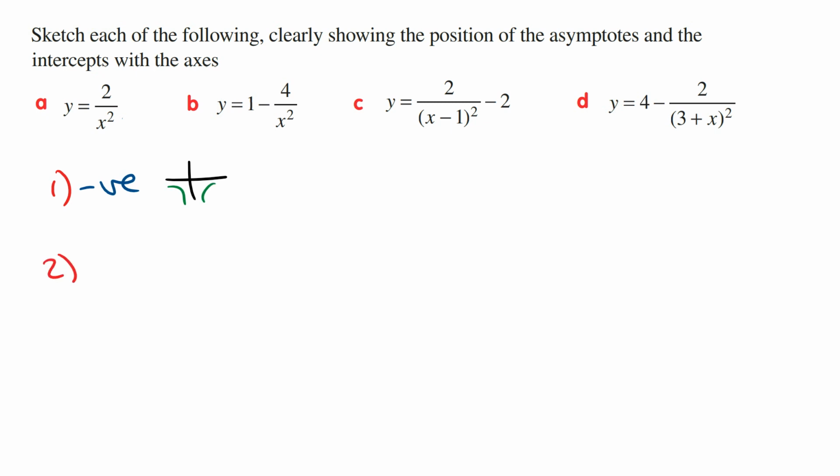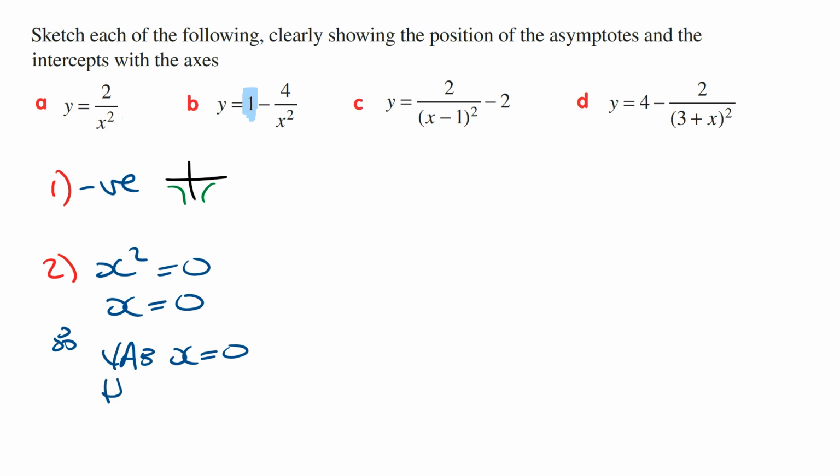For step 2, we need to work out the vertical and the horizontal asymptote. For the vertical asymptote, we let the denominator equal 0 and then solve for x. And so this is just going to be x is equal to 0. And so the equation of the vertical asymptote is going to be the line x is equal to 0. The horizontal asymptote is going to be the constant that's added or subtracted to the fraction part, and this is going to be the line y is equal to 1. And so the horizontal asymptote is going to be y is equal to 1.